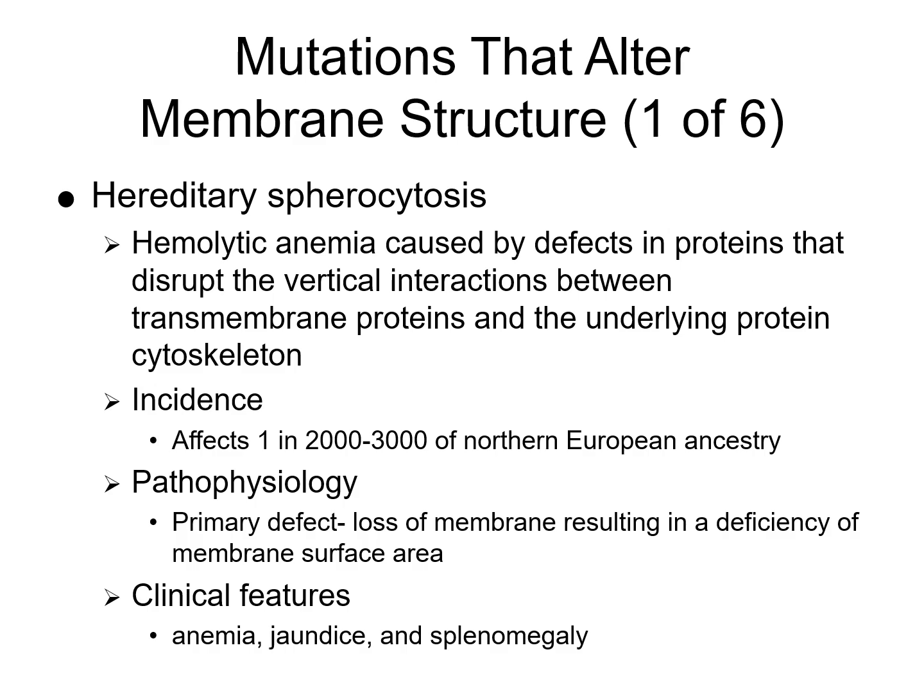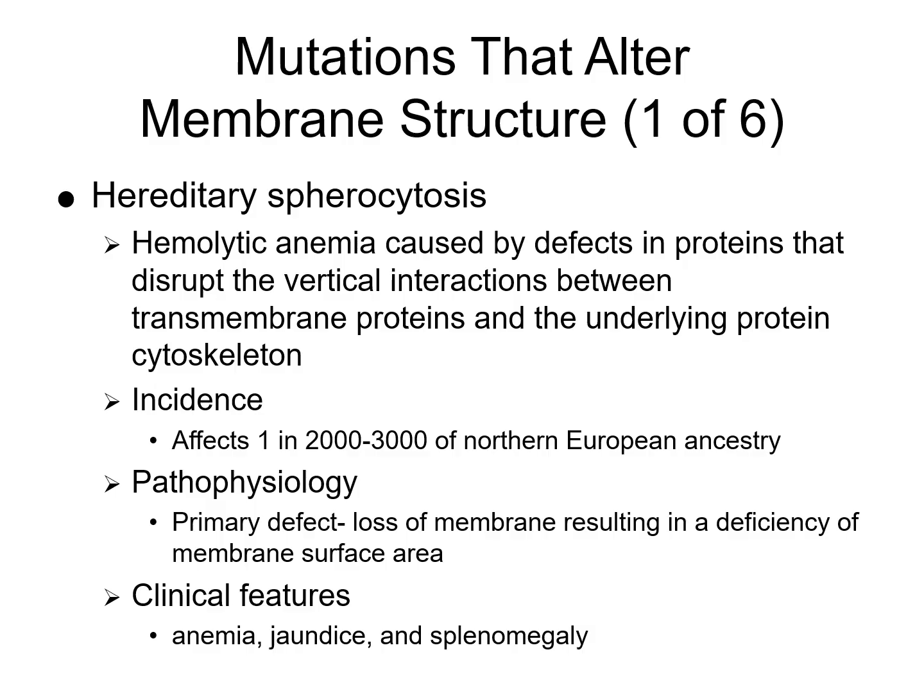For pathophysiology, the primary defect is a loss of red blood cell membrane, which results in a reduced membrane surface area. This causes the red blood cells to become spherocytes, which are small, dense, and less deformable. These abnormal red blood cells are prone to sequestration and destruction in the spleen, or extravascular hemolysis.